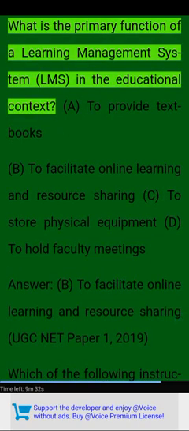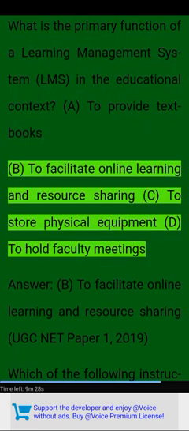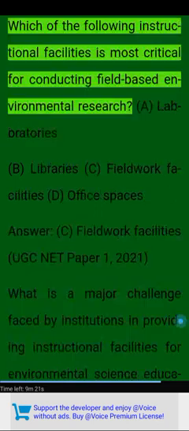What is the primary function of a learning management system, LMS, in the educational context? A. To provide textbooks. B. To facilitate online learning and resource sharing. C. To store physical equipment. D. To hold faculty meetings. Answer. B. To facilitate online learning and resource sharing. UGC Net Paper 1, 2019.